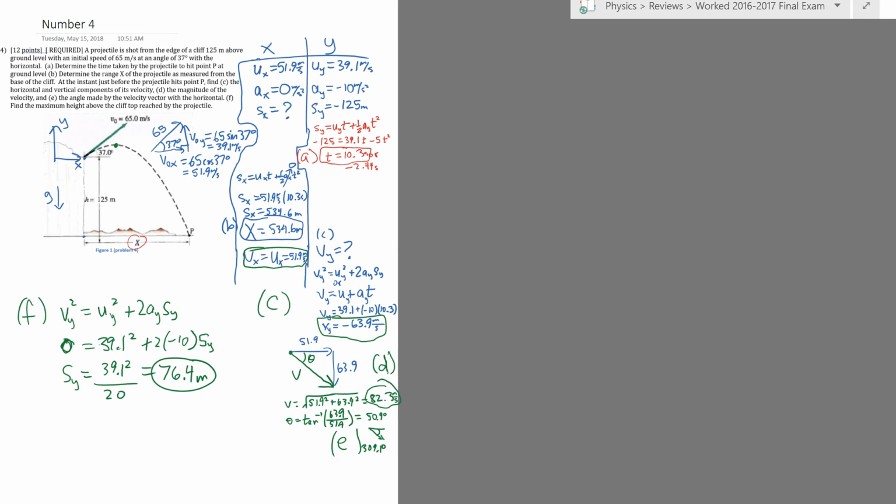All right, that's the end of the problem. There aren't many other things that you could be asked in a projectile problem than all of the different parts of this one. So if this makes sense, you're probably ready for projectile motion questions.